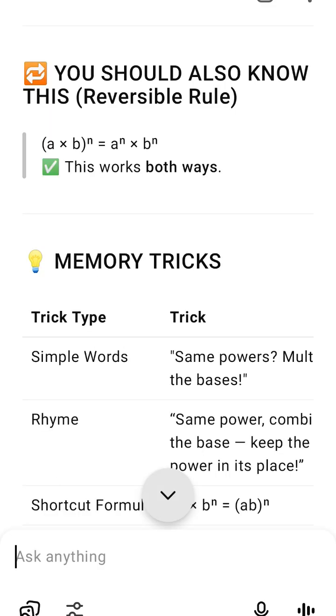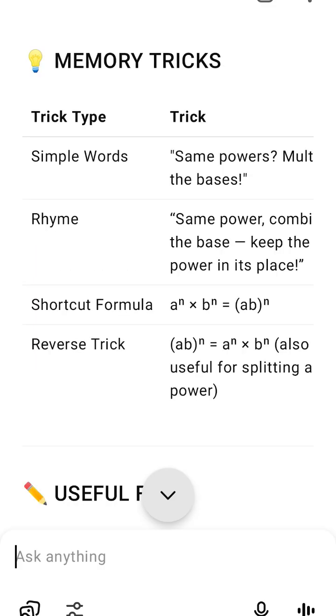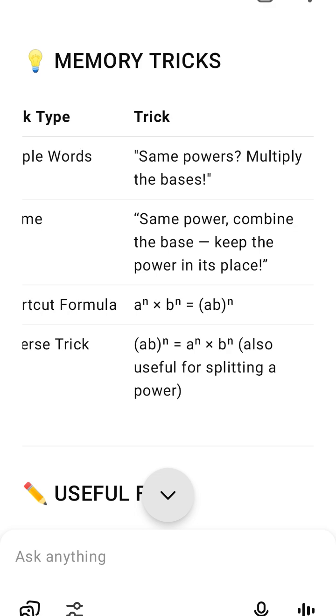Watch out: it doesn't work if the exponents are different. Also, (ab)^n equals a^n times b^n also works. Signs matter: a times b equals plus ab if both bases are negative.